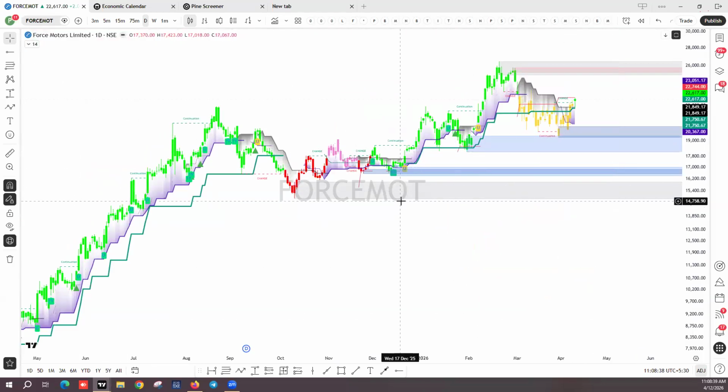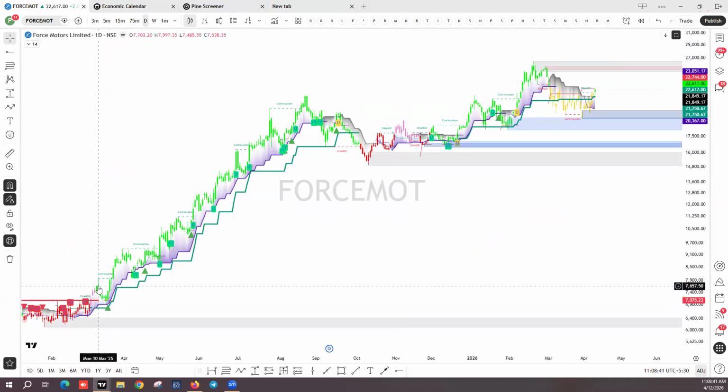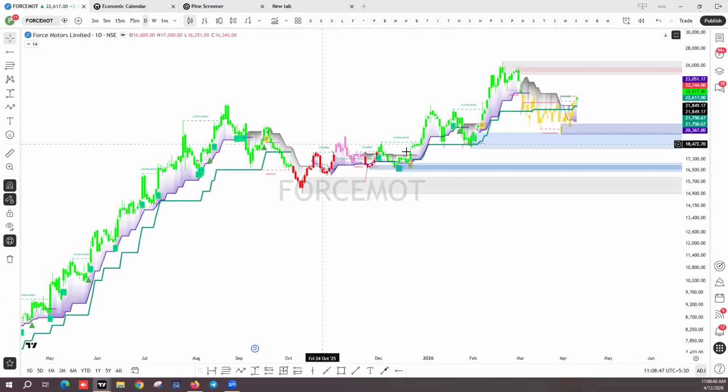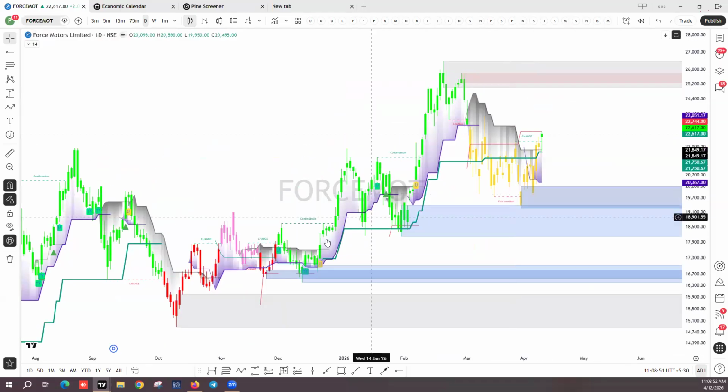Force Motors, it gave a close above this, gave retracement supported by bias band. Nice up move, consolidated, changed to green color, retracement entry. Now at this retracement entry, the bearish momentum, bearish bias is absent, and bearish bias has acted like a support. Can notice this is a bearish bias, this is a bearish bias. It acted like a support and gave nice up move.